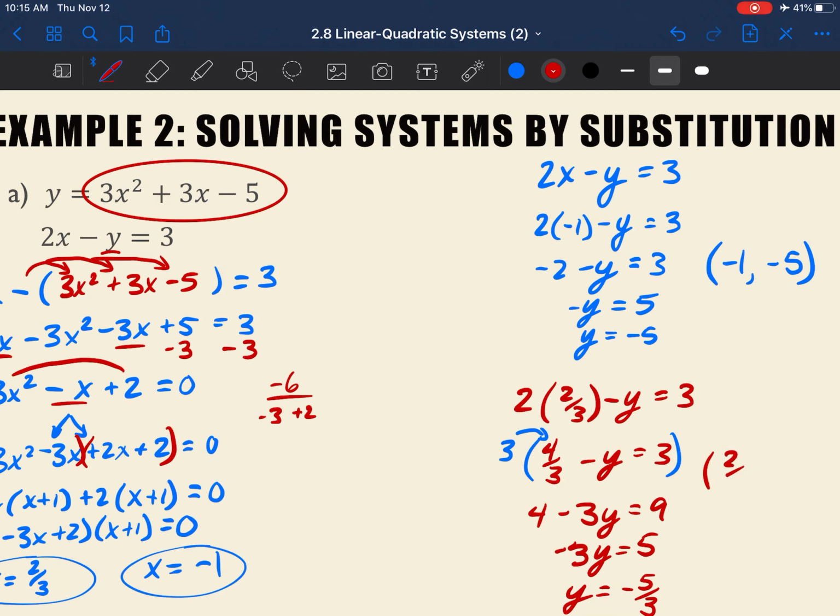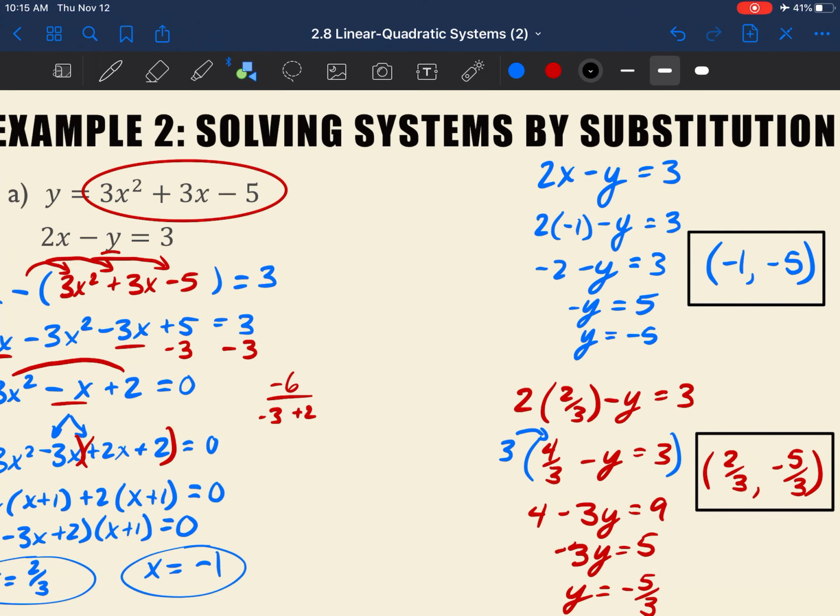2 thirds, negative 5 thirds. So unfortunately, yes, these take a long time. There's no way around it. There's your 2 solutions.